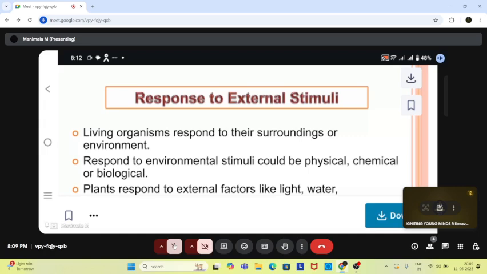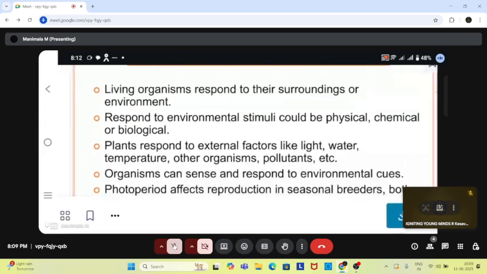Living organisms respond to their surroundings or environment. Environmental stimuli could be physical, chemical, or biological. Plants respond to external stimuli like light. These all come under physical stimuli. As I told yesterday, if the plant responds to light, it is called phototropism. If the plant responds to water, it is called hydrotropism. And if the plant responds to temperature, it is called thermotropism.